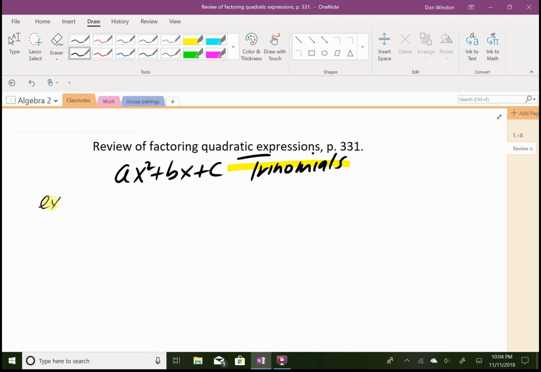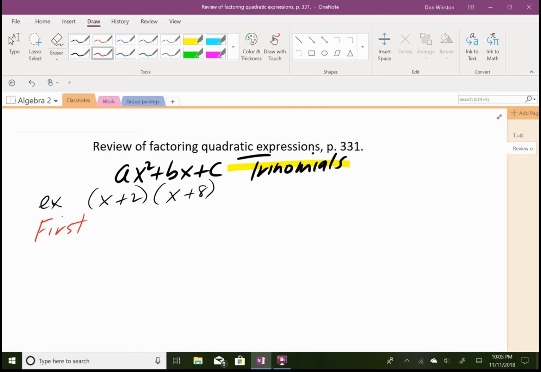So for example, let's say here I have two binomials. X plus 2 is a binomial. It has two terms, and then I'll multiply that by x plus 8. So if you recall, the way we multiply two binomials is we use the FOIL method. FOIL is an acronym for the way you multiply binomials.